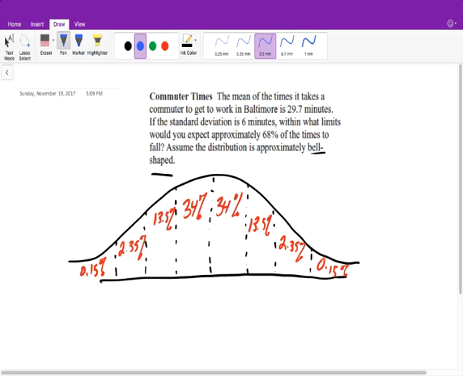And what you'll need to do is we want to know what's the range that 68% would fall in. Well, we know that this here is 68%, when we're 1 standard deviation away. So the middle number is our mean, and our standard deviation is 6. So all we need to do is add 6 minutes to it, so that'll be 35.7 minutes, and subtract 6 minutes from it, so it's 23.7. So that means our range where we'll have 68% of our data is 23.7 to 35.7 minutes. All right, and that is it for this one.